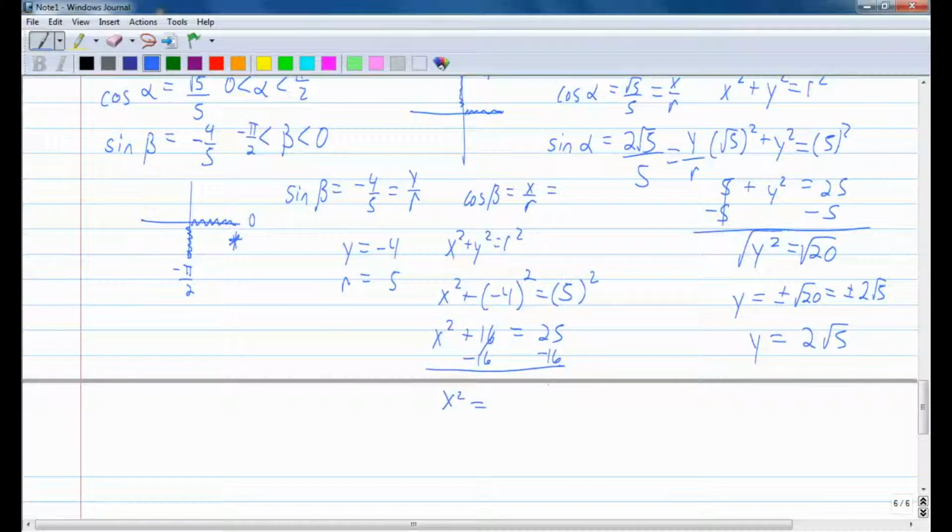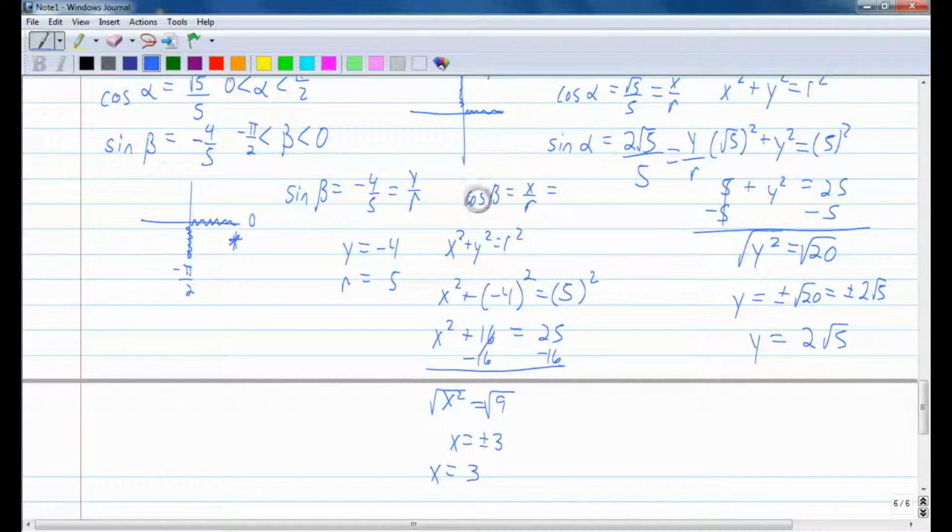So x squared equals 9. Take the square root of both sides. X equals plus or minus 3. But we are in the fourth quadrant. Is x positive or negative? Positive. The y is negative, the x is positive. So we want to take a positive 3.